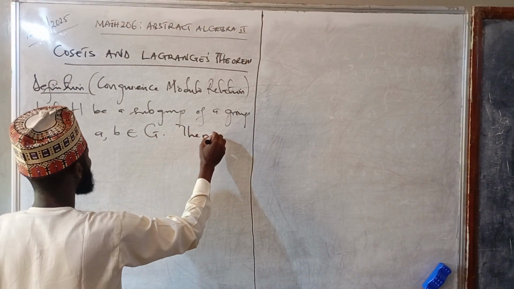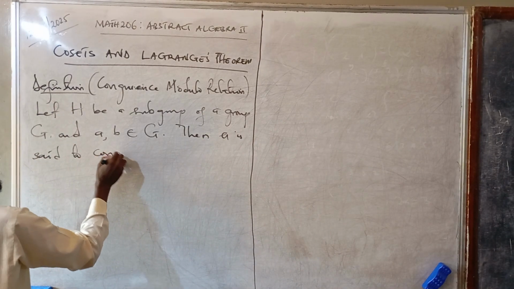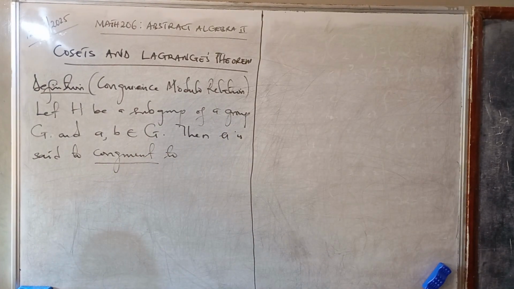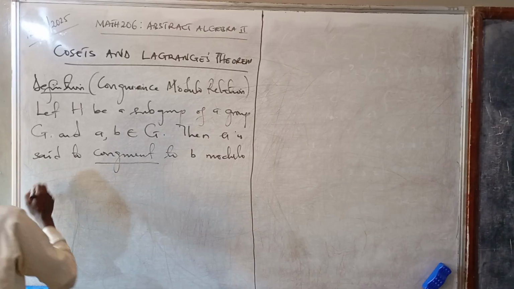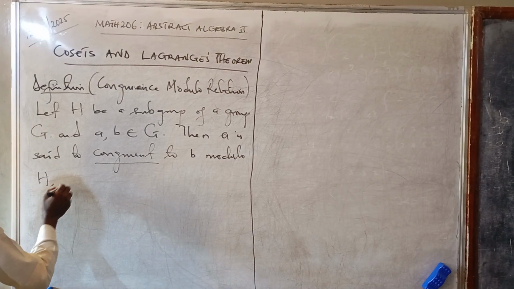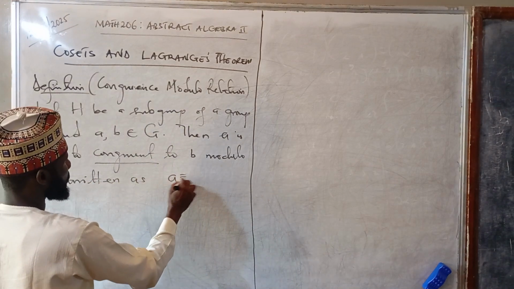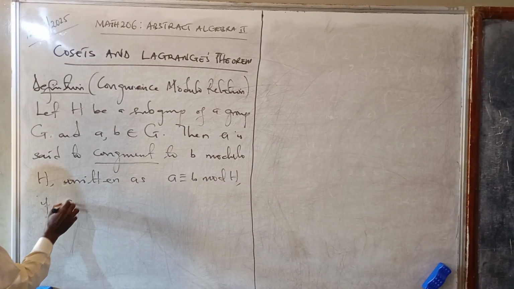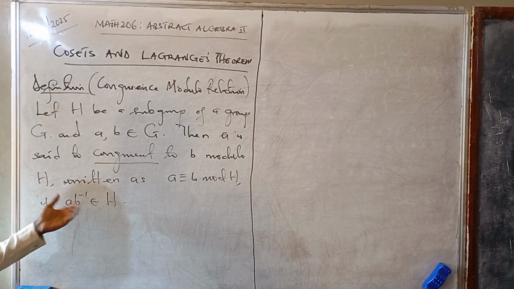Then the element A is said to be congruent to the element B modulo the subgroup H. This is written as A is congruent to B modulo H if A B inverse is an element of H. So you define an equivalence relation for elements of the group in this way.